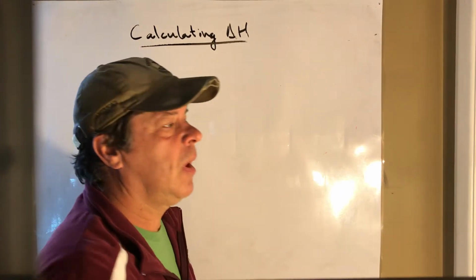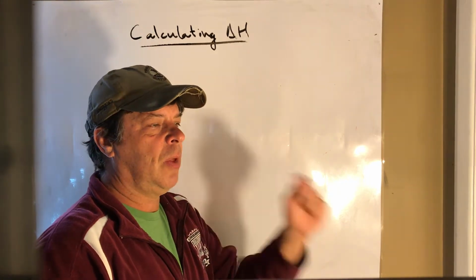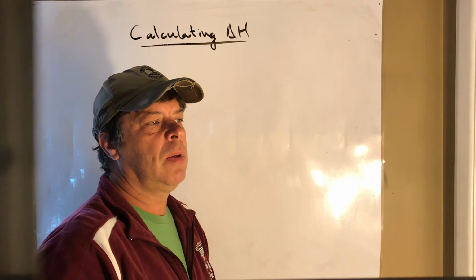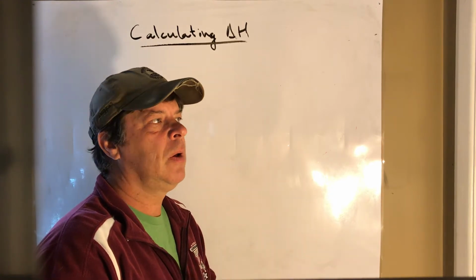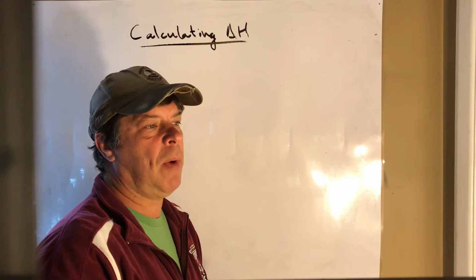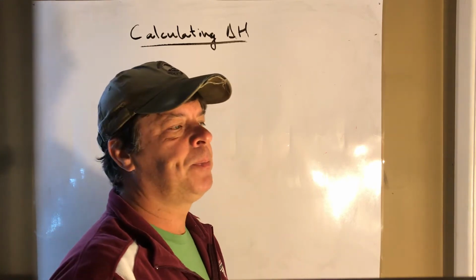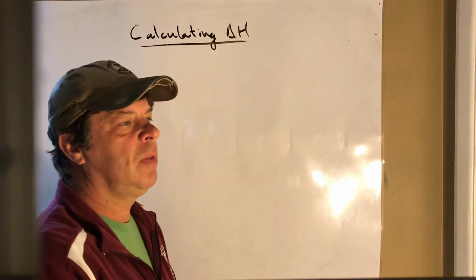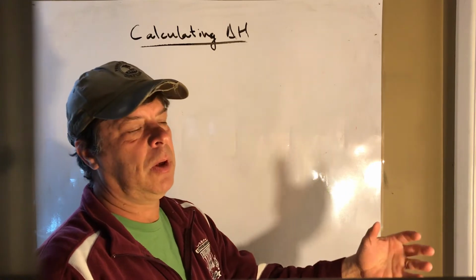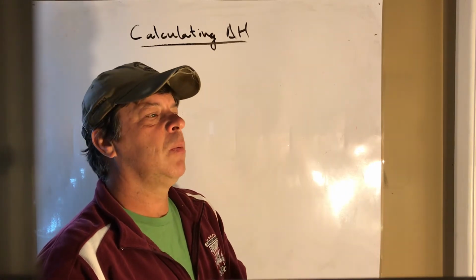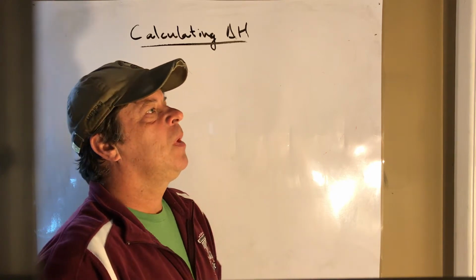Calculating delta H. Now that we know how to draw Lewis dot structures, I thought we'd go back to the rest of the thermodynamics that we had done earlier in the year. But I do want to remind you of how we calculate delta H of a chemical reaction, the heat associated with a chemical reaction. So we can predict whether it's exothermic or endothermic, if it releases heat or takes in heat, and how much it does.